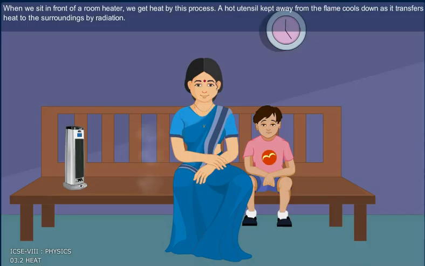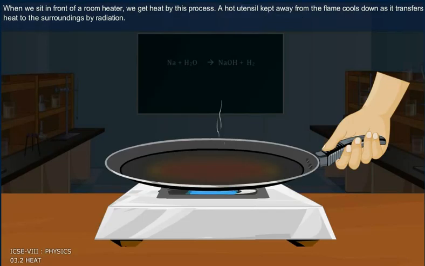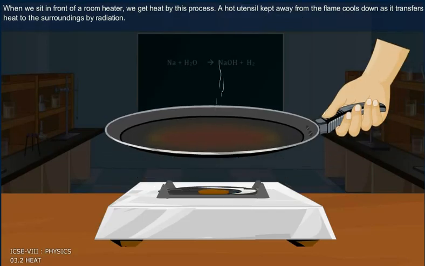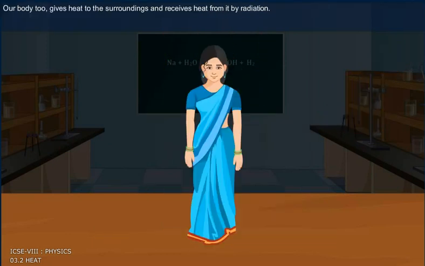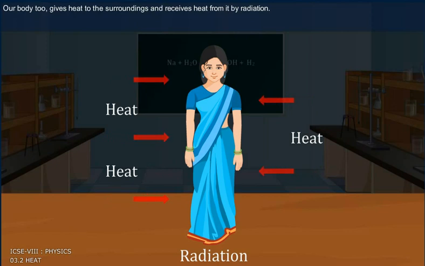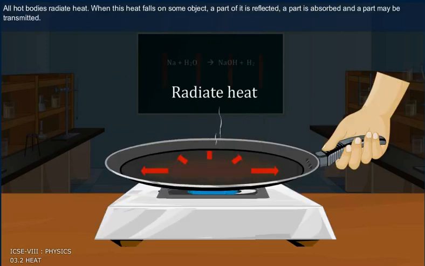When we sit in front of a room heater, we get heat by this process. A hot utensil kept away from the flame cools down as it transfers heat to the surroundings by radiation. Our body too gives heat to the surroundings and receives heat from it by radiation. All hot bodies radiate heat.